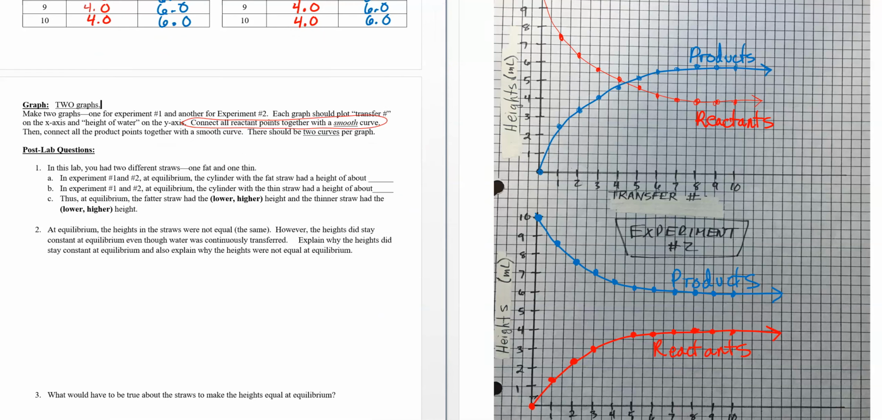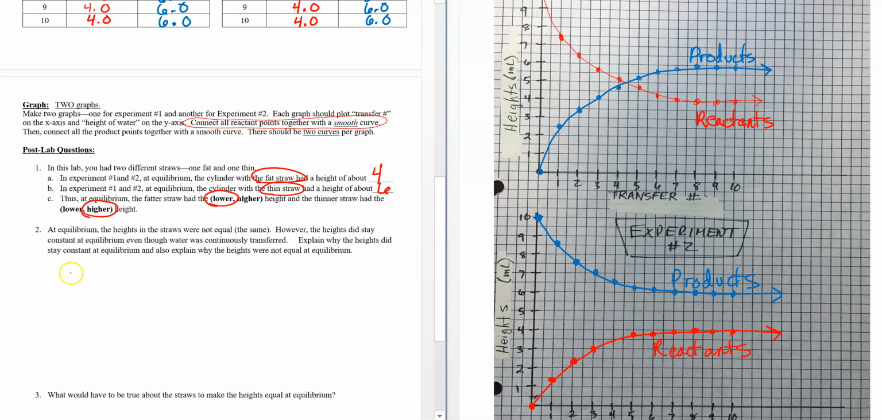So height of 4. And that's the height. So I'll put 4 milliliters, but again, it's the height that matters, not the volume. And the thin straw had a height of 6. And you know what? I'm just going to get rid of the milliliters. So height of 4, height of 6. So at equilibrium, the fatter straw was a height of 4. The thinner straw had a height of 6. So the fatter straw had the lower height and the thinner straw had the higher height. That is always going to be true, and that totally should make sense.